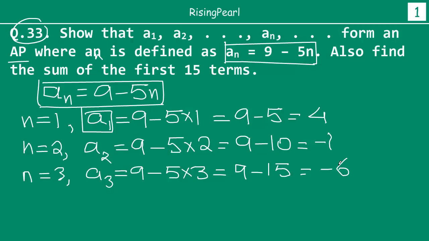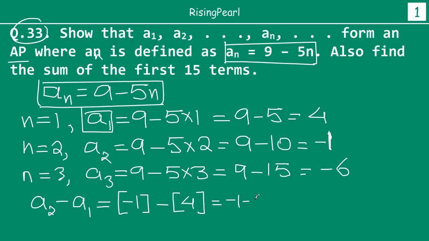So at this point we can pause and let's do a2 minus a1. If we do a2 minus a1, a2 is minus 1. a2 minus a1. What is a1? a1 is 4. So this will be minus 1 minus 4. This will be minus 5. Okay, let's now do a3 minus a2.